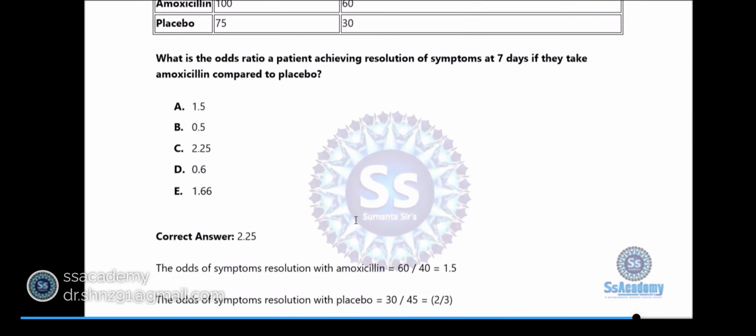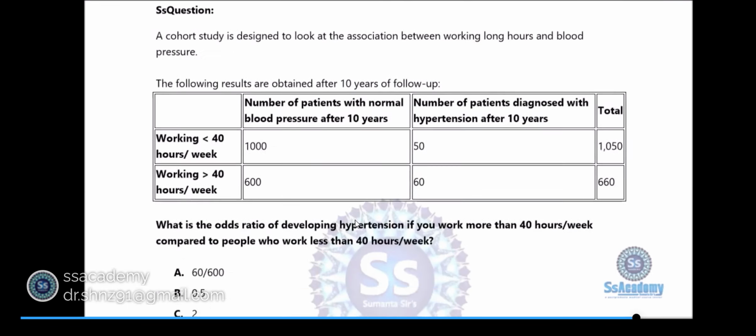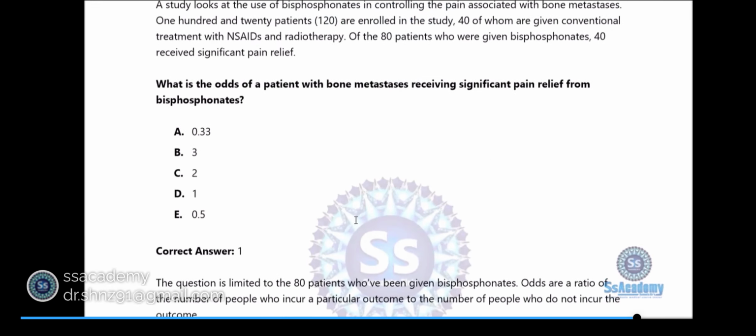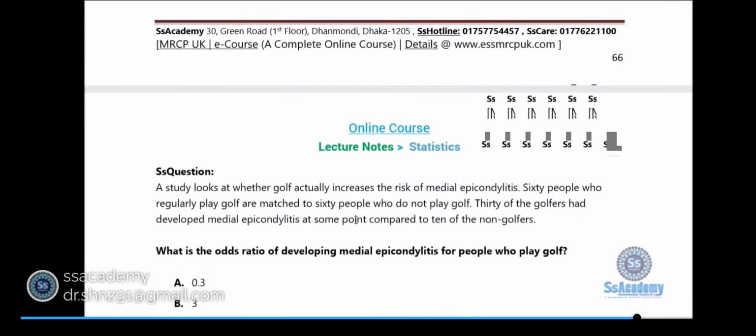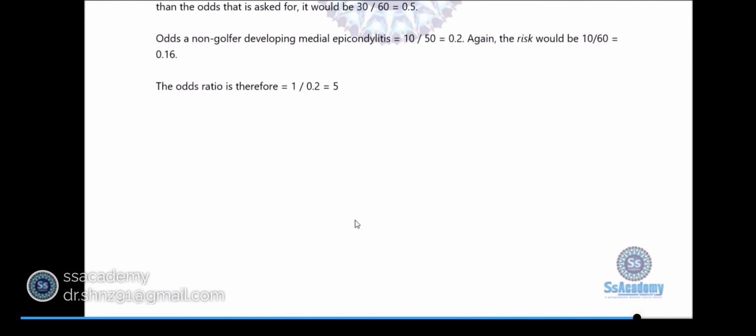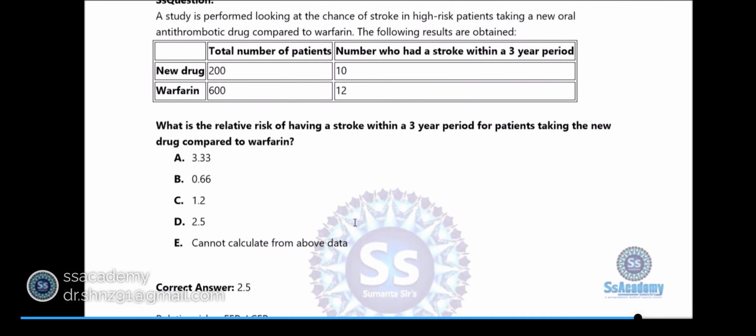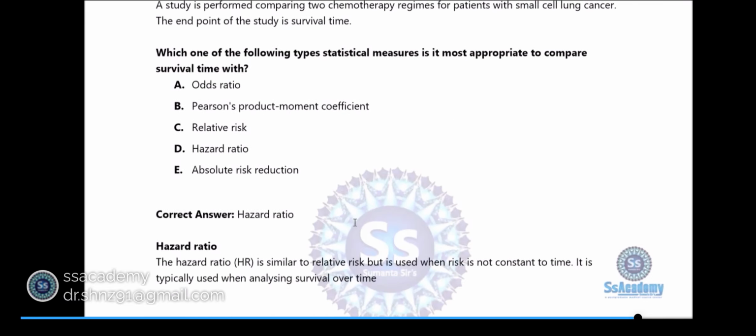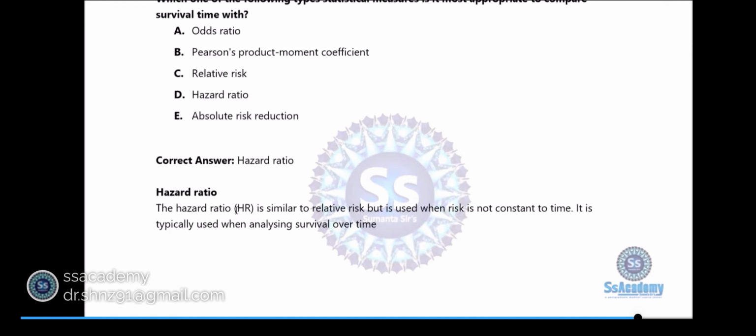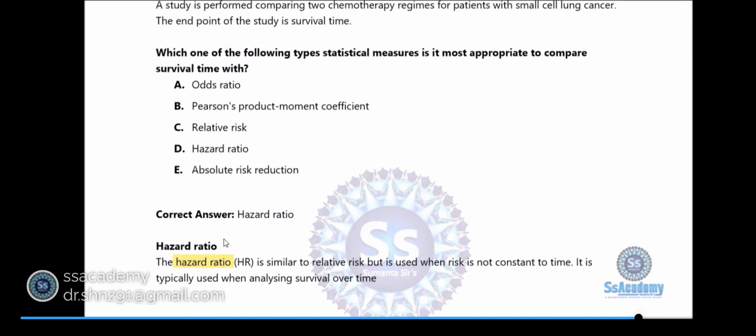And the question is so that you can calculate the odds ratio as well. Here is also the odds ratio rather than the risk. There is another calculation for the relative risk, the hazard ratio. Similar to the relative risk but used when the risk is not constant over time, as you already talked about with hazard ratios. Survival time.